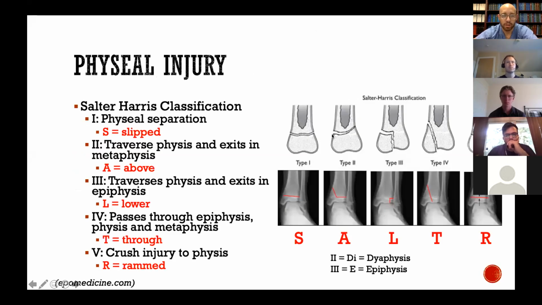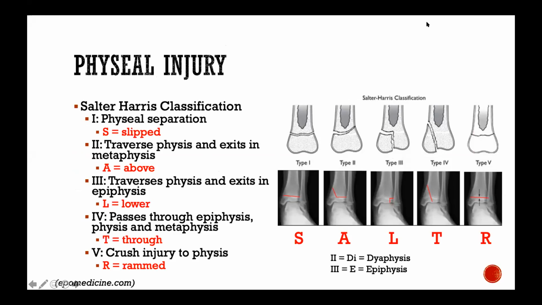If you remember, a type 1 is completely through the physis. A type 2 is through the physis and then goes through the metaphysis. Type 3 goes through the physis and then exits through the epiphysis. A 4 passes through the epiphysis, through the physis, and then into the metaphysis. And a 5 is completely crushed. One way to remember it is applying the word Salter to these. Type 1 is S for slipped, type 2 is A for above, type 3 is L for lower, type 4 is T for through, and type 5 is R for rammed.